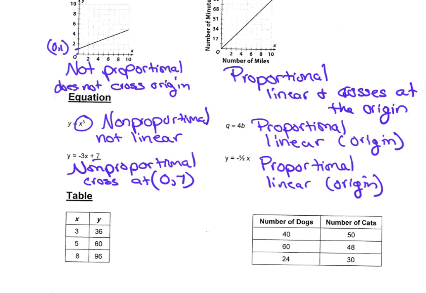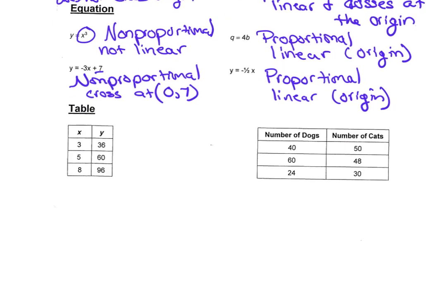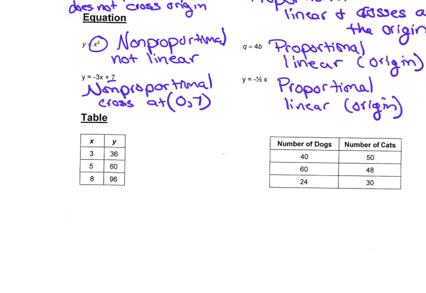Okay, and we still need to be able to recognize tables and see what kind of relationship we have. So we're looking for if it crosses at 0, 0 and if our rate of change is constant, right? Now it's hard to tell because this doesn't go 0, 0, but if we find our rate of change, we have 36 over 3, right? 12. 60 over 5. 12. And 96 over 8, right? They all simplify to 12. So that tells me if I worked backwards, right?